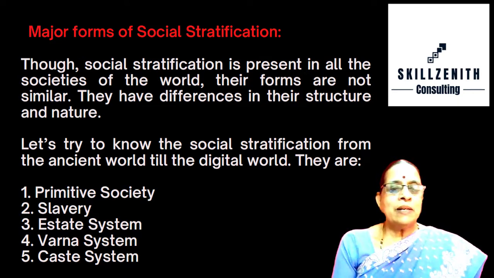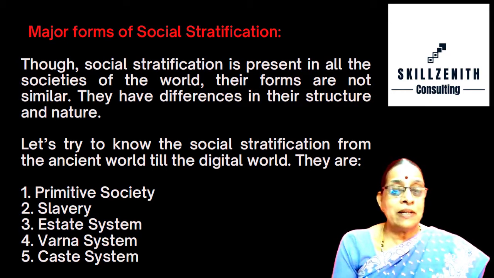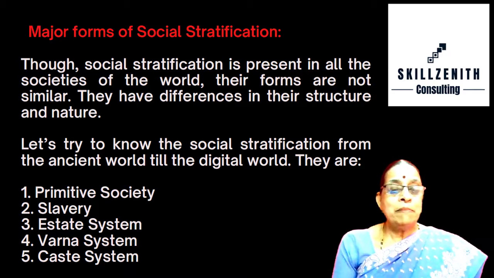How social stratification existed in the primitive society, how slavery was there in the ancient time, the estate system with landlords and poor farmers, the Varna system where society was divided on the basis of different occupations, and the caste system, how the society was divided based on many castes. These are the different forms of social stratification.